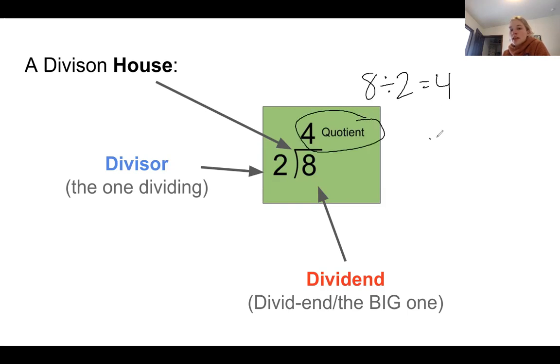You might also see it like this. Like that. Just depends on how you divide. But that is how you can connect where their specific places are, whether in the division house or just in a number sentence.